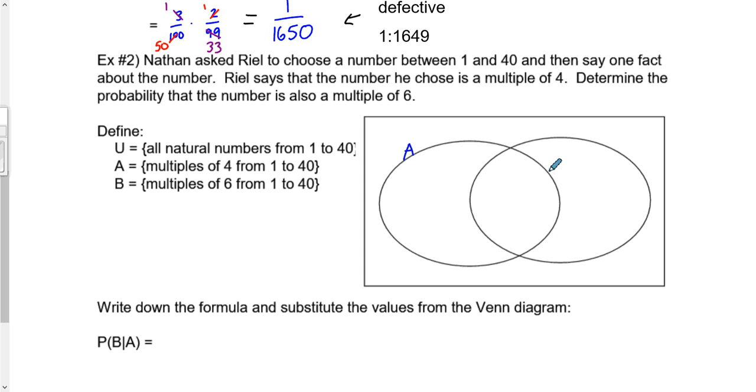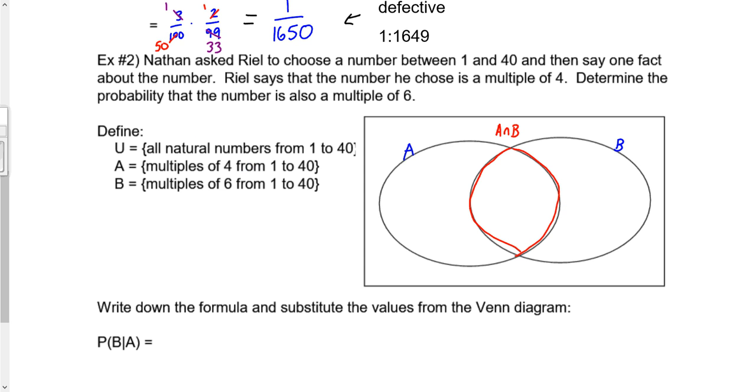This entire first circle could be all of our multiples of 4 from 1 to 40. Circle B will be all the multiples of 6 from 1 to 40, and therefore, all of this intersection here would be A intersection B. So how many numbers from 1 to 40 are multiples of 4 and multiples of 6?